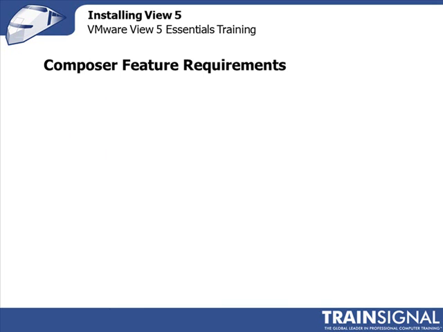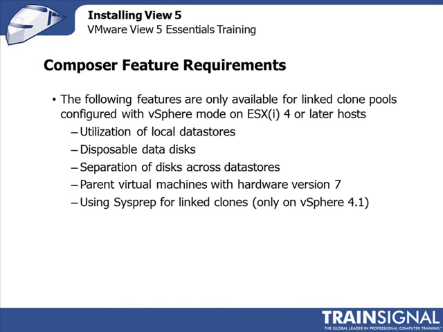So Composer's feature requirements. The following features are only available for linked clone pools when you're using vSphere mode on ESX 4 or later hosts. So the utilization of local data stores: the ability to actually have your linked clones using local data stores instead of expensive SAN storage. That allows you to offload to the local disks. Obviously, you can't vMotion those particular desktops, DRS won't be able to, nor will high availability work for that. But that does allow you to achieve some savings if you don't want to use expensive SAN storage for your desktops.